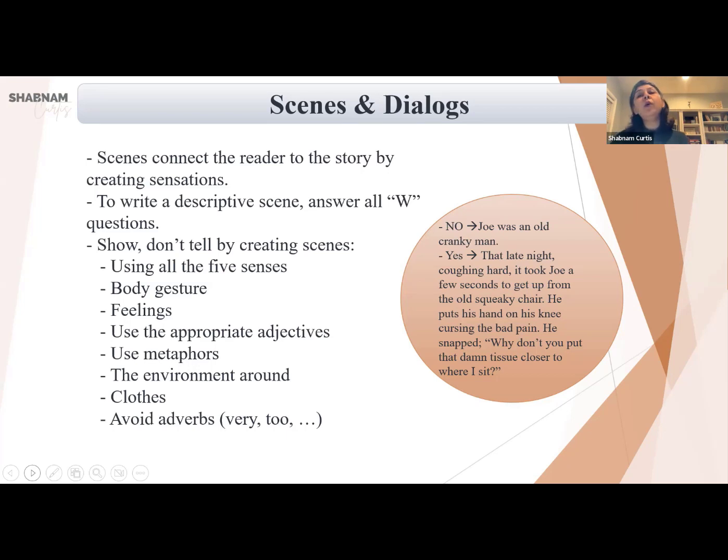Sometimes people actually go back, if they can, to that place to just feel how it felt and remind themselves, and then they write the scene, if it's possible.